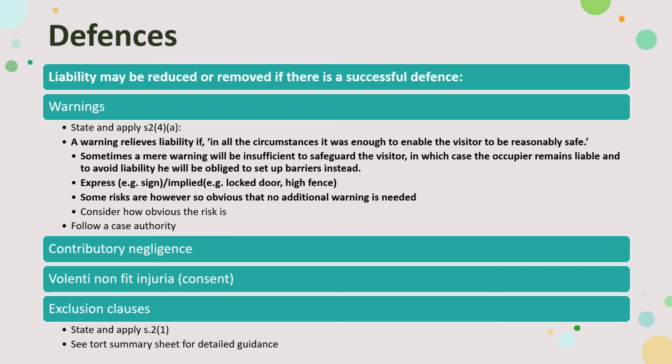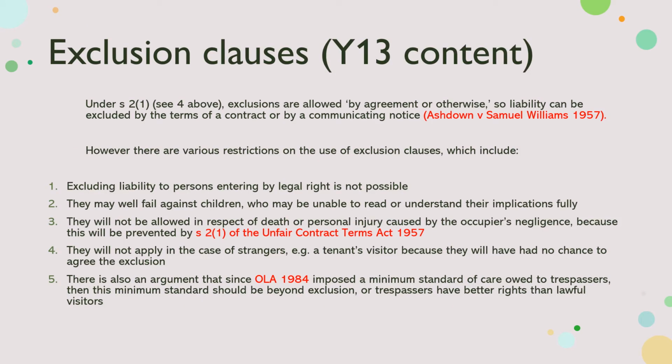Now, exclusion clauses, state and apply subsection 2.1. I hand out a summary sheet for this, but of course you may have your own notes. Under section 2.1, exclusions are allowed by agreement or otherwise, so liability can be excluded by terms or by communicating a notice. Now, there are various restrictions, however, so they can include excluding liability to persons entering by legal right. They might fail against children because they don't understand them.